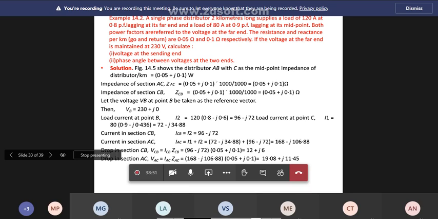Now the voltage at point B is taken as the reference, that is why VB is equal to 230, they given 230 volts, that is nothing but 230 plus j 0.